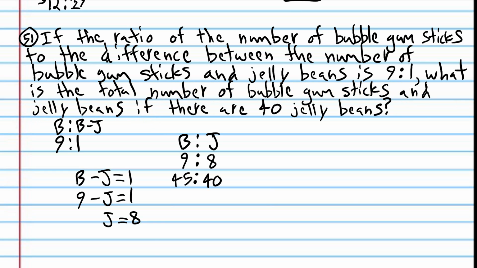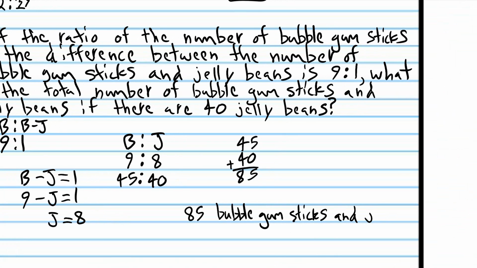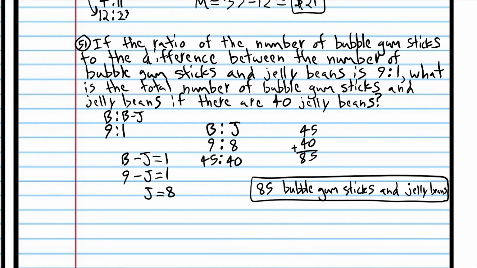So we add those two up and we get 45 plus 40. You can do it vertically if you want, or you can just do it in your head. And we get 85 bubblegum sticks and jelly beans. So if you got 85, good job. If you didn't, that's okay. Again, if you're having trouble with these word problems, that's perfectly normal because these are challenge problems. You'll have more practice to do in the homework.